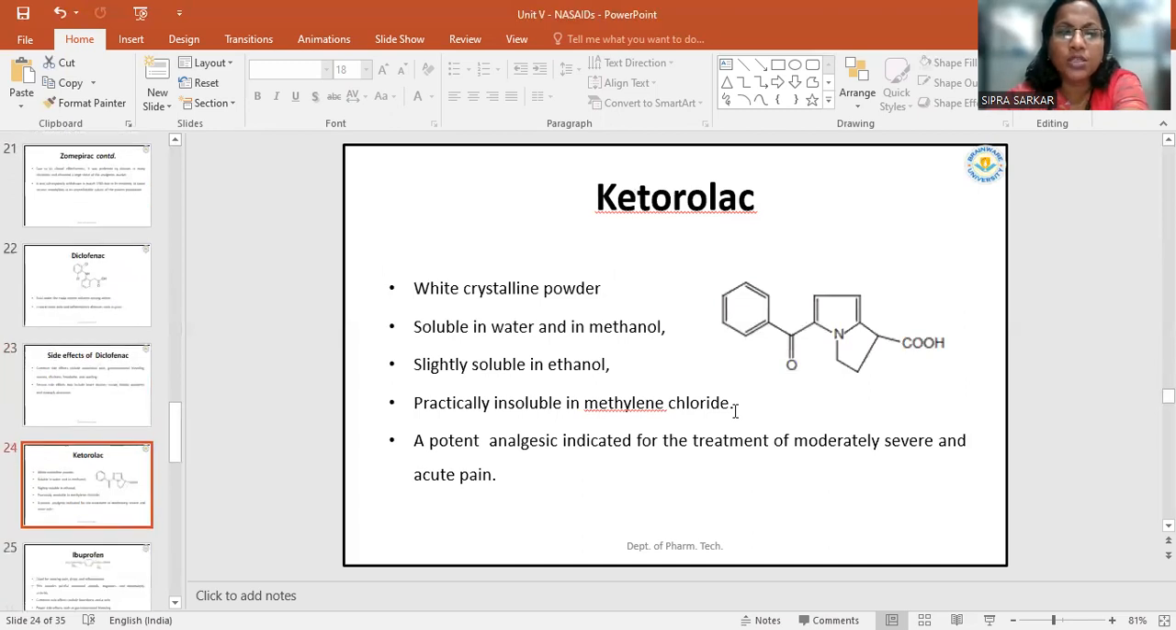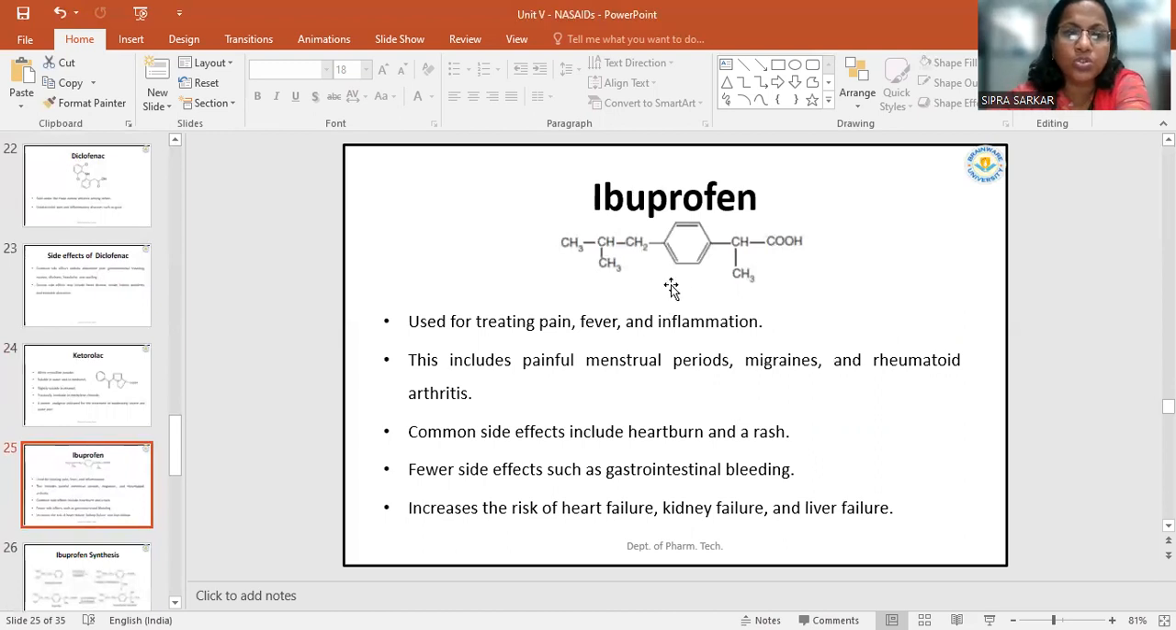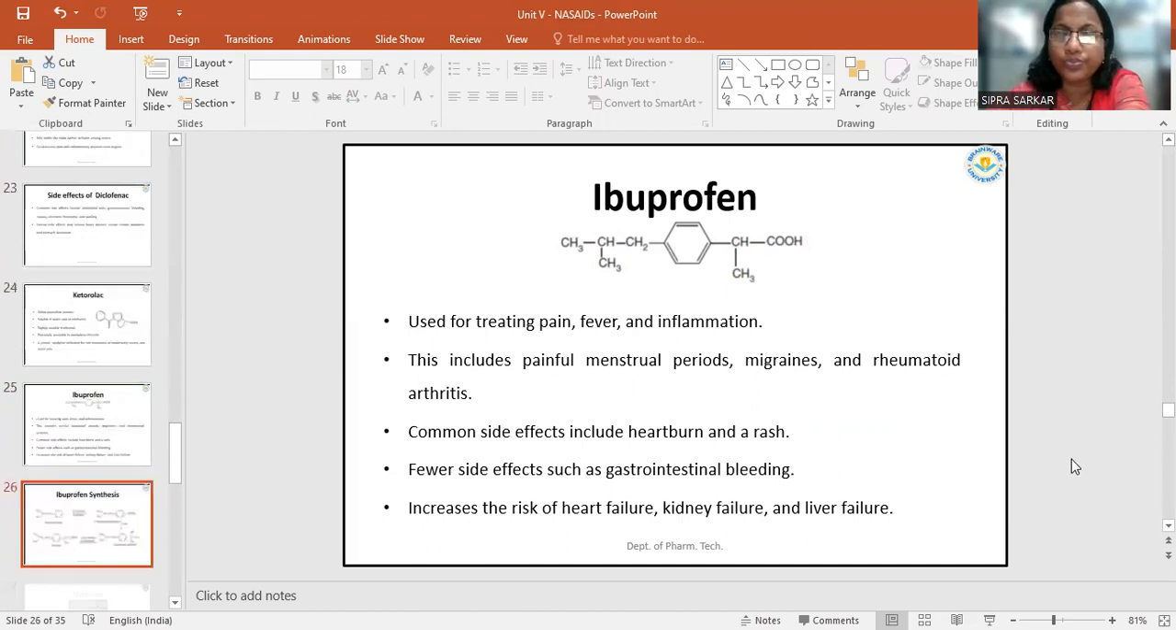Ketorolac is an important drug used for the pain of the teeth, soluble in water, ethanol, and methylene chloride. It is a potent analgesic for the treatment of moderately severe and acute pain. Ibuprofen is a most important drug; we should study the structure. Isobutyl propionic acid: the isobutyl group is there, and propionic acid is there, that's why isobutyl propionic acid. It treats pain, fever, inflammation, menstrual pain, migraine, and rheumatoid arthritis. Side effects include heartburn and rashes. Acidity may form. A rarer side effect is gastrointestinal bleeding. It increases the risk of heart failure, kidney failure, and liver failure if used continuously.